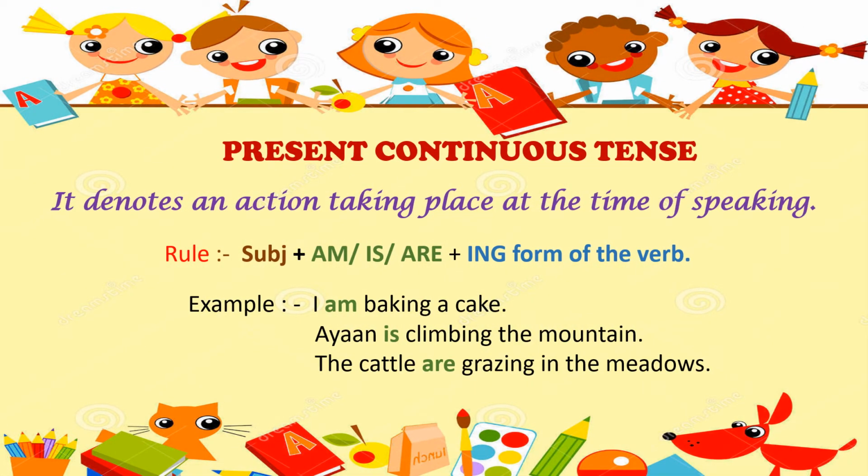The next category is present continuous tense, which denotes an action taking place at the time of speaking. Here, the rule is subject plus am, is or are plus the ing form of verb. So let's look at the examples. I am baking a cake. Ayan is climbing the mountain. The cattle are grazing. Accordingly, the helping verb changes plus the ing form of verb.